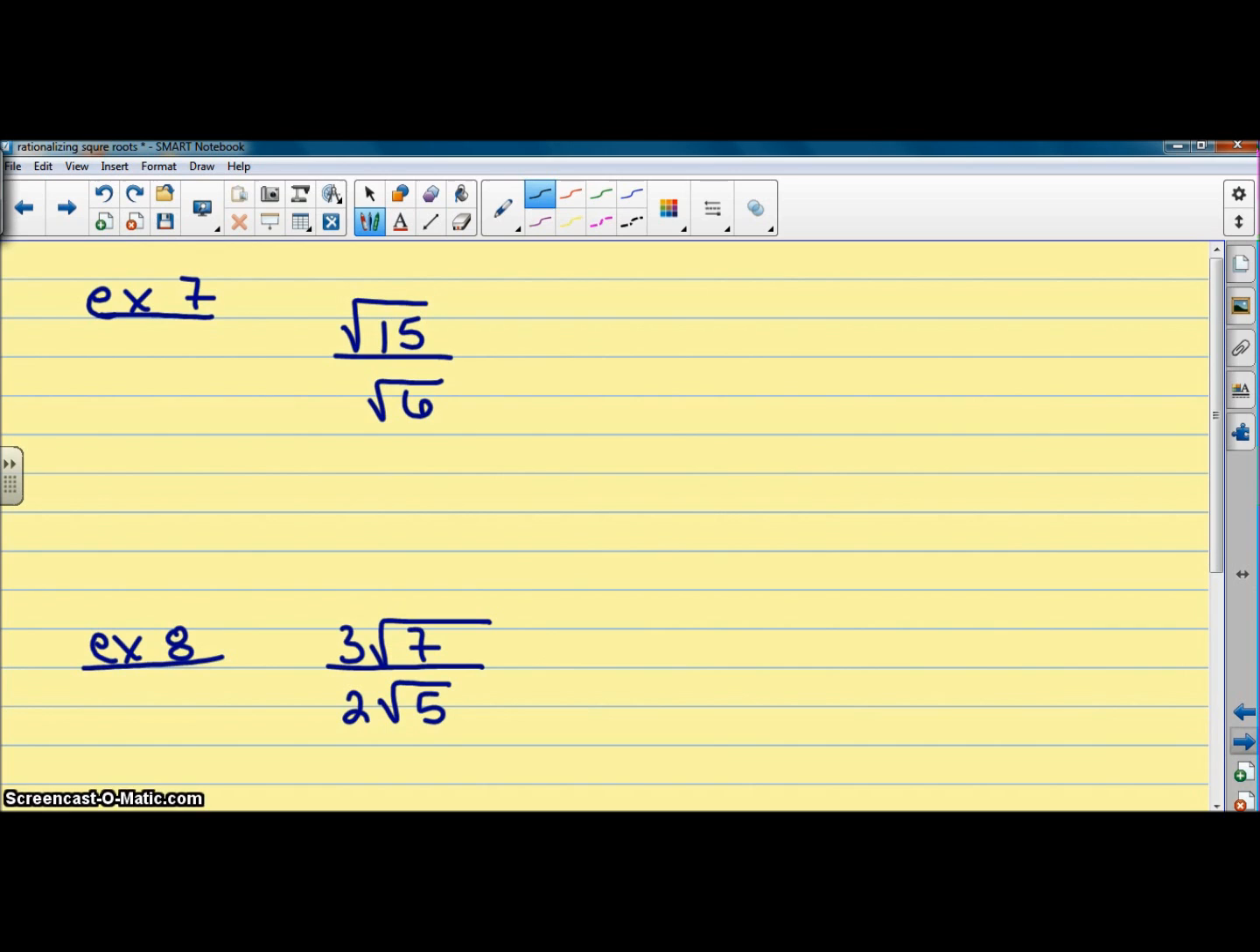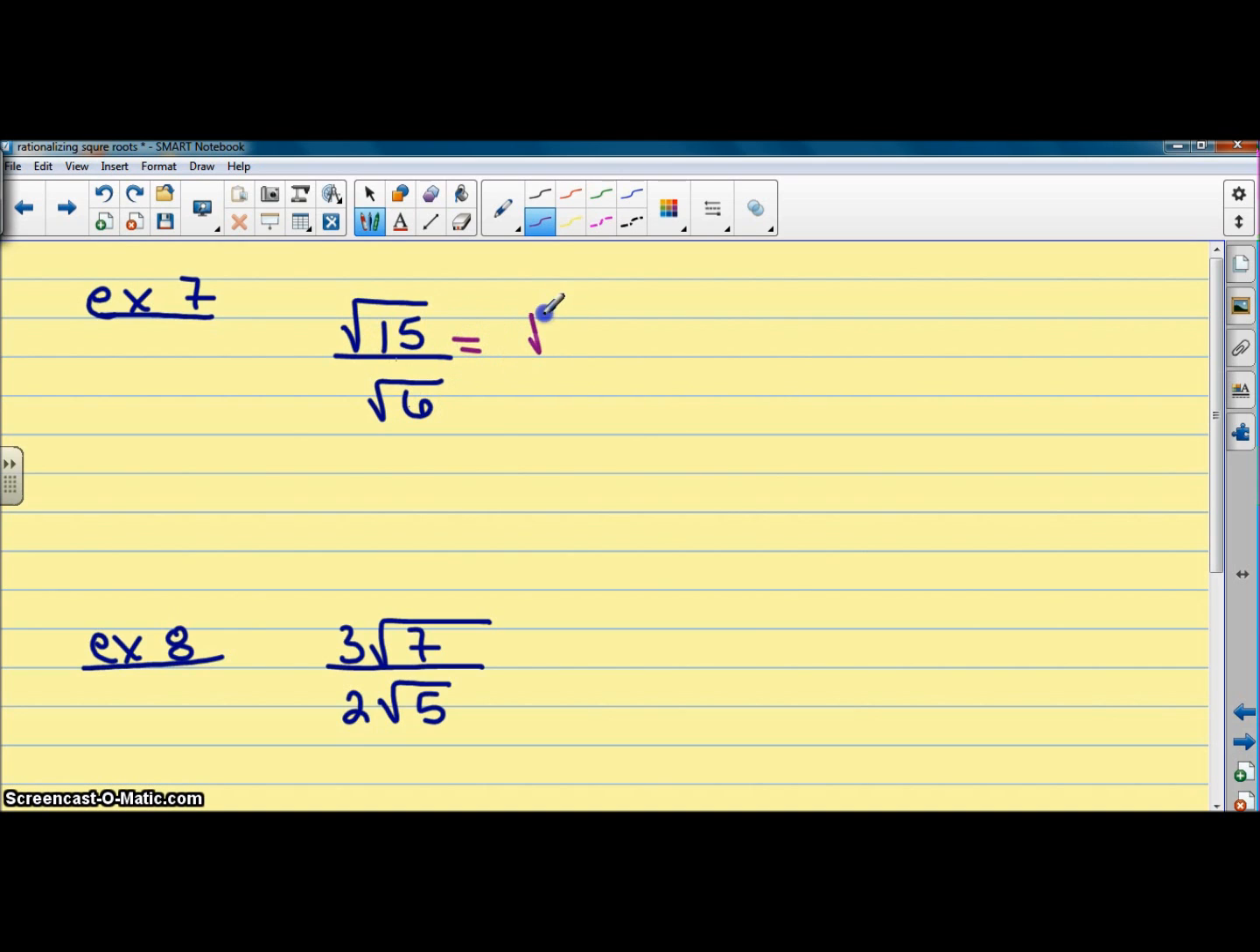Example 7. The same here. If you would like to pause the video and attempt this one, that's fine. If not, continue listening and I will solve. Okay, I look at the square root of 15. There are no perfect squares in 15. Remember, the perfect squares are 4, 9, 16, 25. But I do know that 15 and 6 have something in common, and that is the square root of 3.